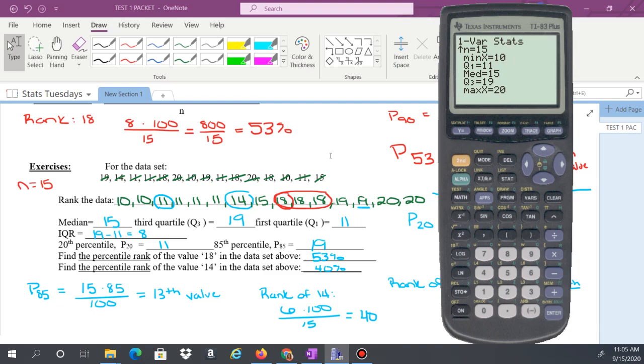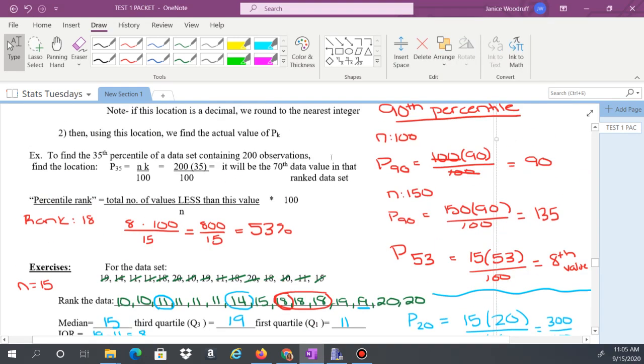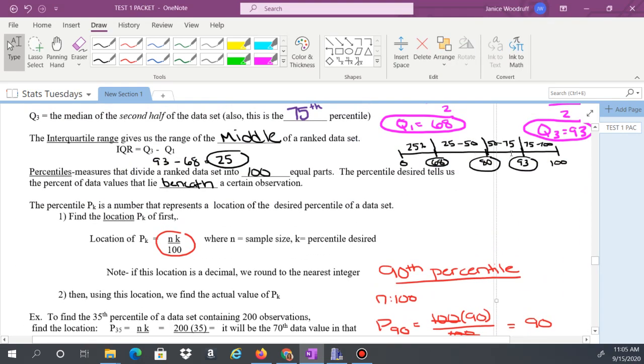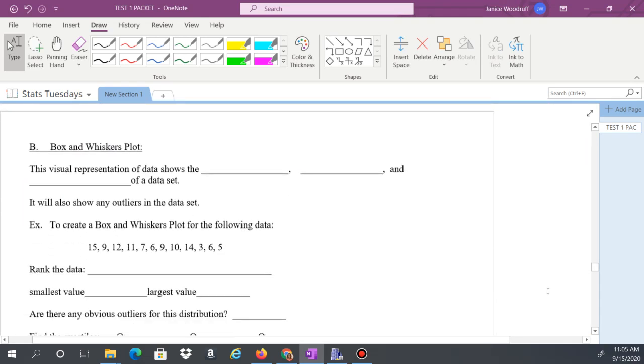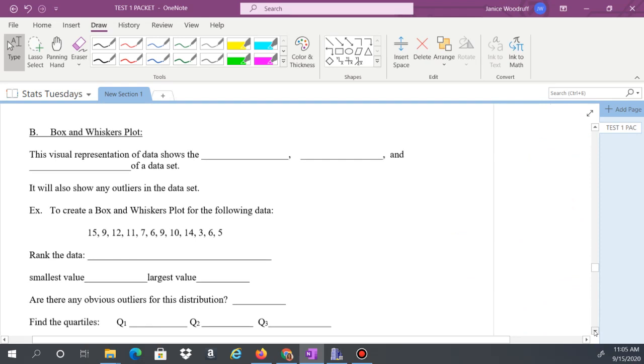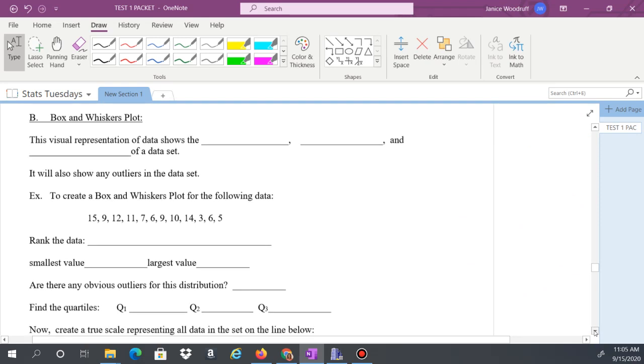All right, and then you can take this, you can actually graph this data, and that's kind of what I was doing up here. We're going to make it a little bit nicer. So you have a box and whisker plot. So the visual representation of your data shows the center, the spread, and the skewness of a data set.